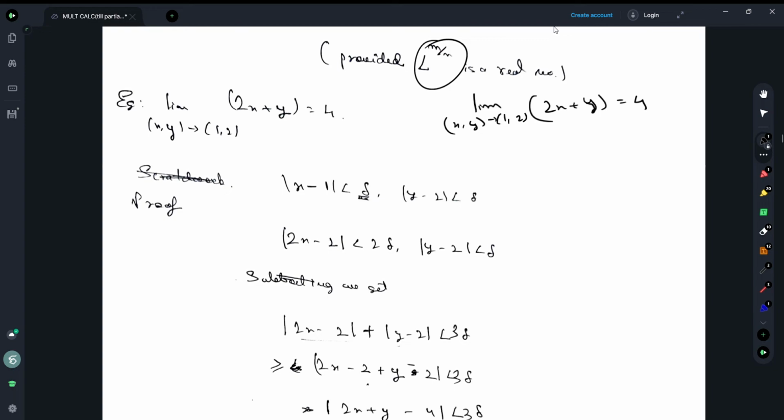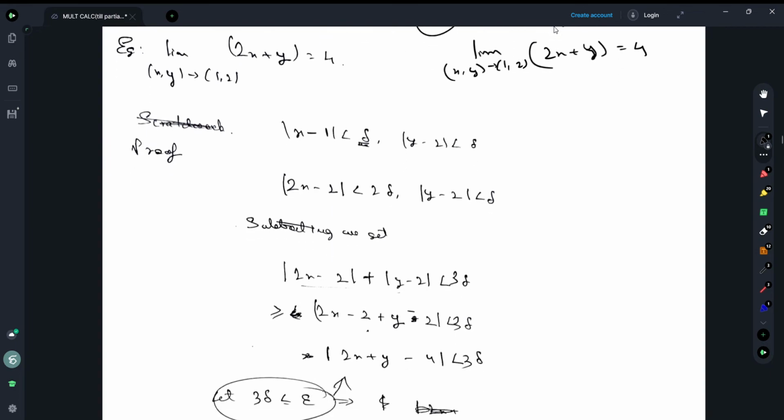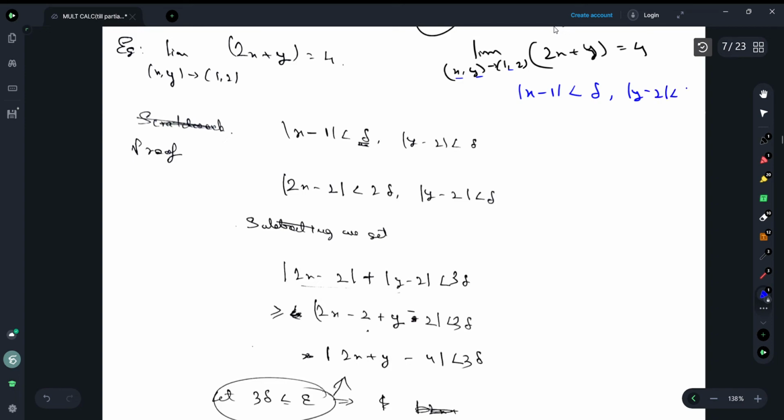Now first let us take the scratch work into consideration. What do we do under scratch work? We take the final statement of the delta epsilon definition into consideration, and we take a value of delta such that it is related to epsilon, and then we go on to our proof. I'm telling you, see, suppose you have |x minus 1| less than delta, and |y minus 2| is less than delta. Now |x minus 1| less than delta implies 2 times |x minus 1| is less than 2 delta.